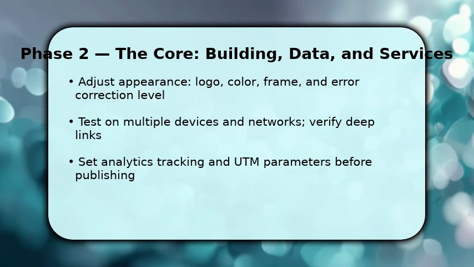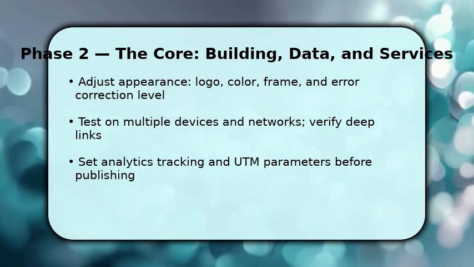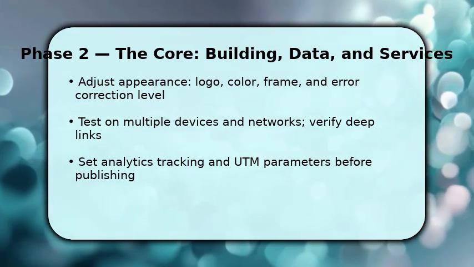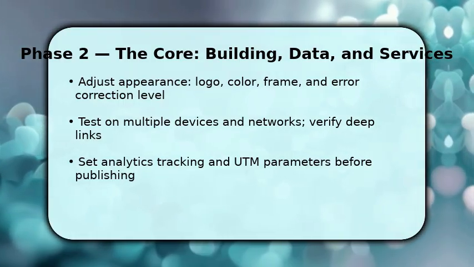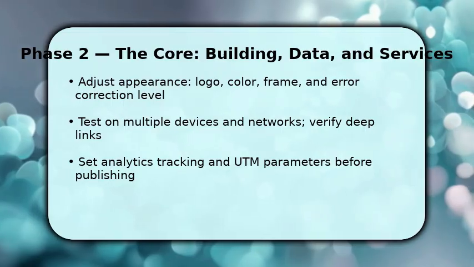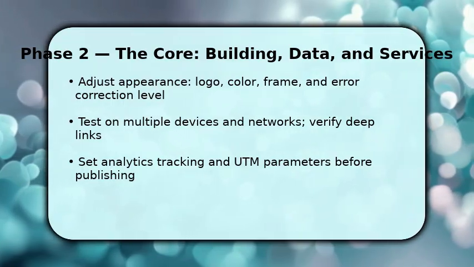Next, customize the QR so it fits your brand and use case. You can add a logo, change colors, and increase error correction if prints will be damaged. This ensures reliability. Make sure to add UTM tags or analytics inside Blurr so you track scans.